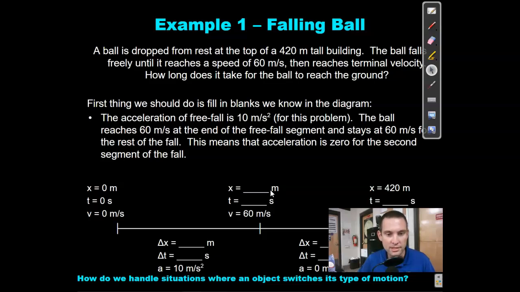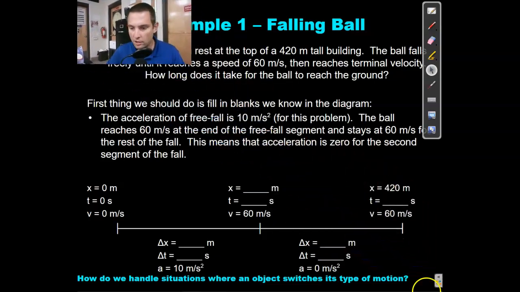The ball reaches 60 meters per second at the end of the free fall segment and stays at 60 meters per second for the rest of the fall. So we can already go through and plug it in. A equals 10, then we reach our final velocity, and that velocity is going to carry on over to the end of the segment.